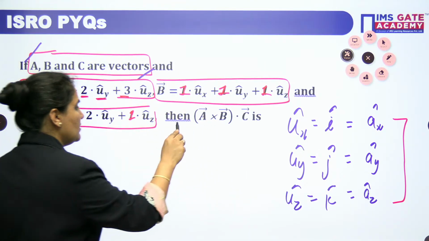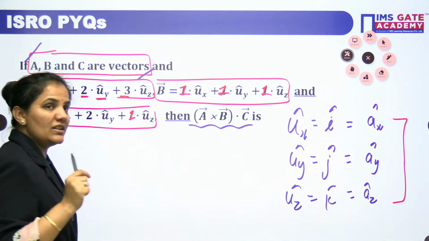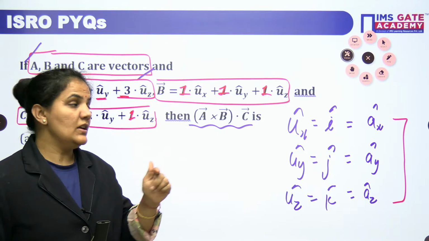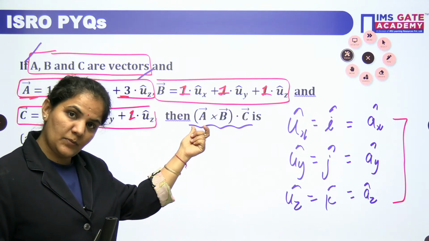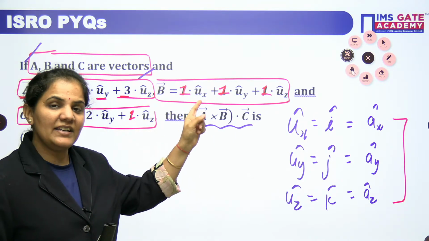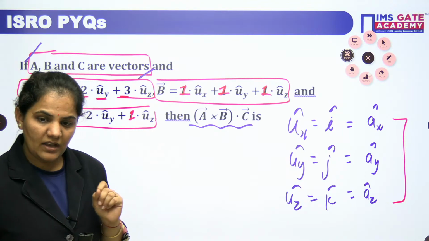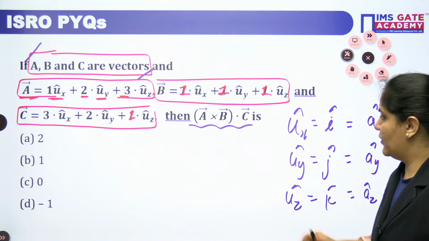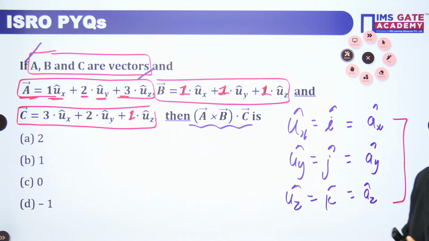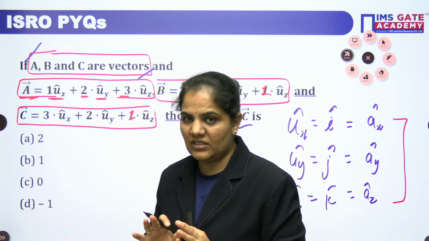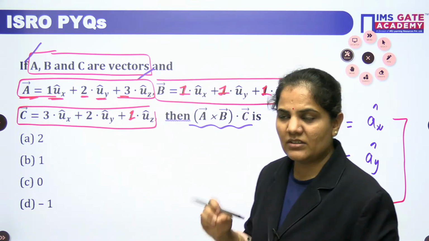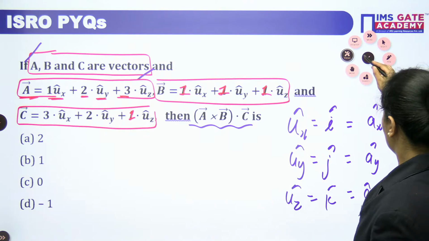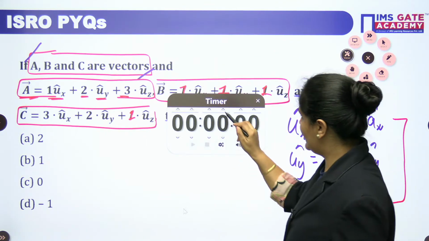We need to find the value of A vector cross B vector dot C vector. So first of all I need to find the cross product, and for the resultant I need to find the dot product. I hope what we need to do is clear to you. You can try this question. This is a very simple question. You can solve it within a maximum of 50 seconds, dear students.